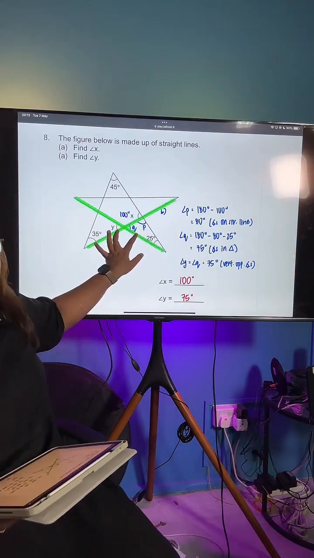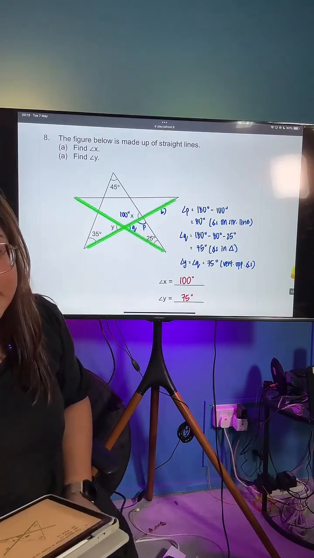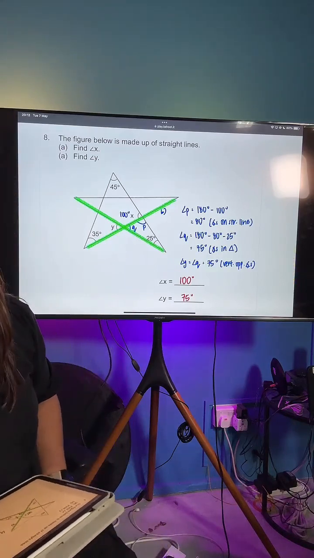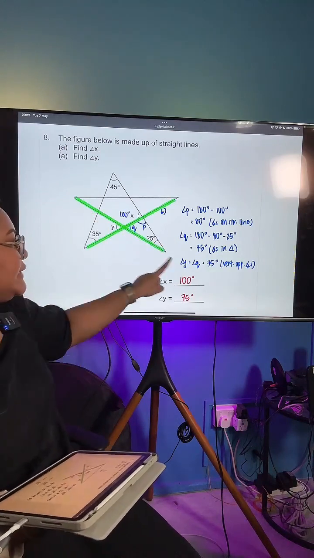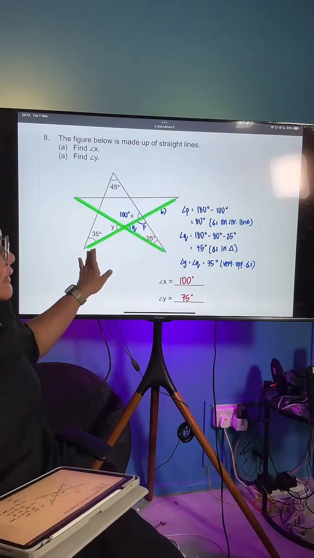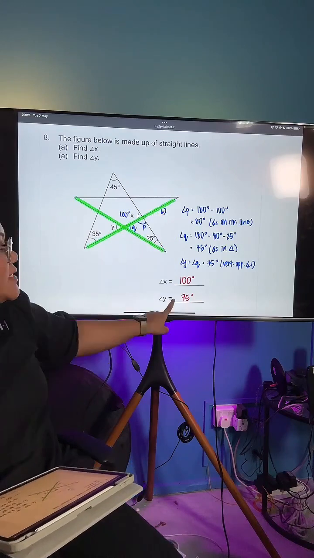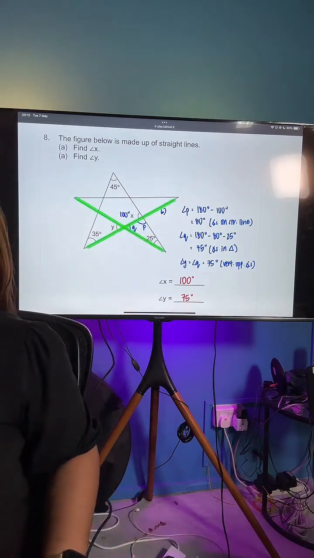And then you have vertically opposite angles. Got it, everybody? For vertically opposite angles, they are equal. When you have two straight lines here, opposite angles are equal. Hence, it will be 75 degrees.